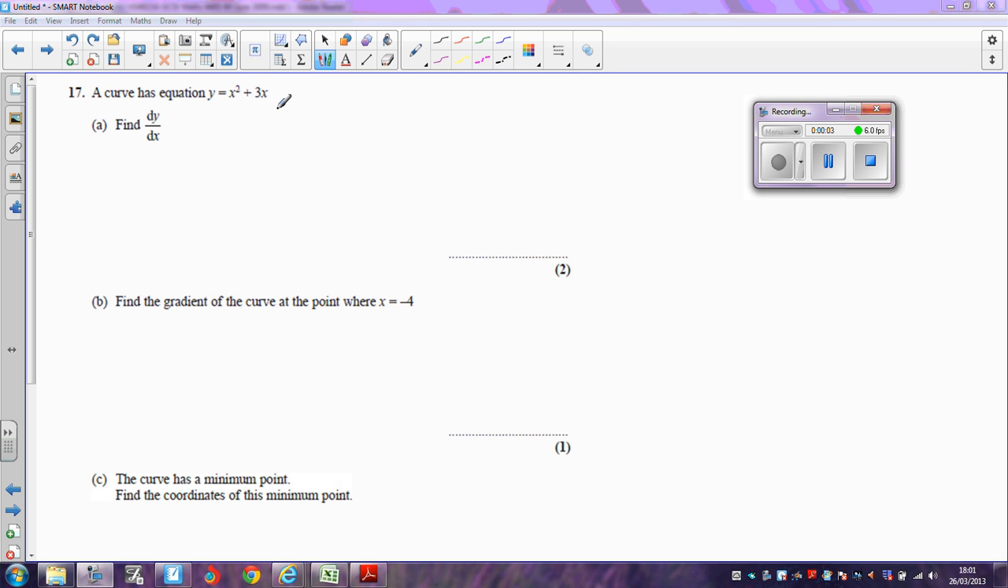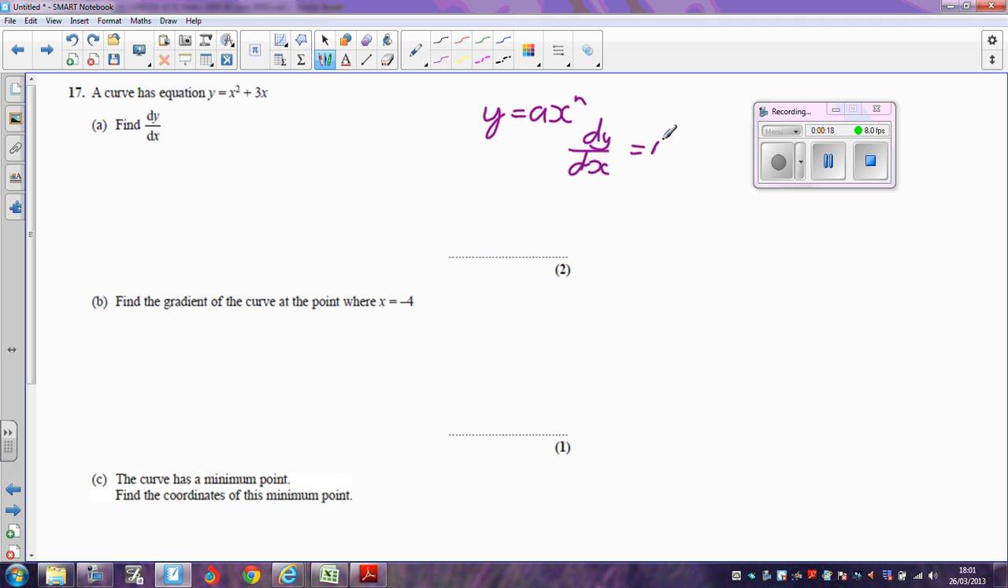Differentiation question here. Nice easy bit of differentiation. If y is x squared plus 3x, then dy by dx, remember in general, if y equals ax to the power n, then dy by dx is going to equal, bring down the n, multiply it by the a, and then we write down x with the power reduced by 1.